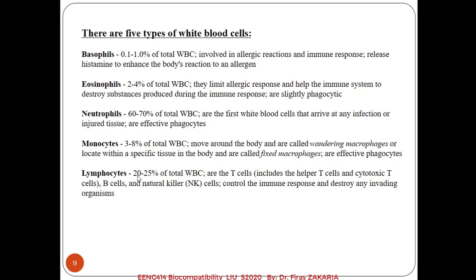Lymphocytes account between 20 to 25% of total white blood cells. Lymphocytes هني يلي منعرفن قبل T cells and B cells, a natural killer. كنا نسميهم T lymphocytes and B lymphocytes. We have also what's called the natural killer cells. هدول control the immune response and destroy any invading organism. These are the types of white blood cells.